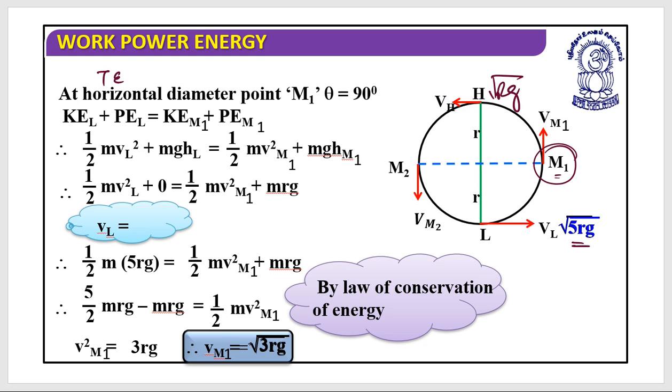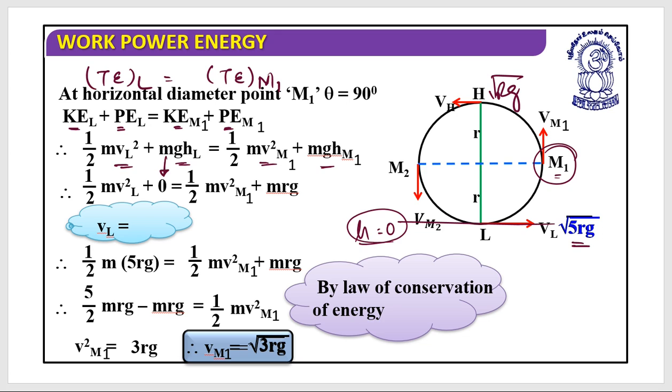So the total energy at L would be equal to the total energy at M1. While I say total energy at L, I mean kinetic energy at L plus potential energy at L, which should equal kinetic energy at M1 plus potential energy at M1. Writing so, it's half mvl square plus mghl equals half mv square at m1 plus mgh at m1. We have taken this as a reference, so h is equal to 0.